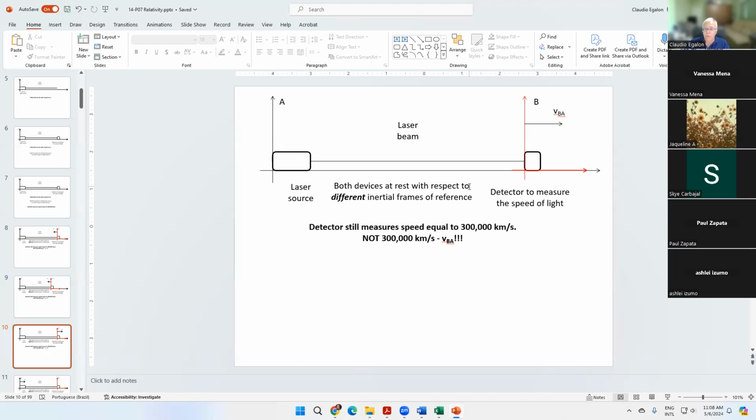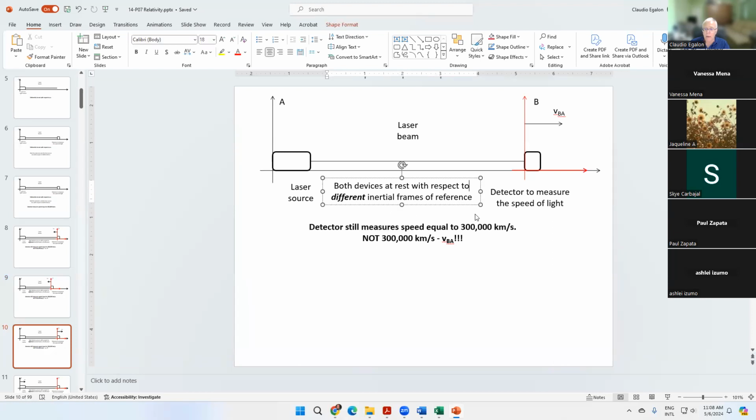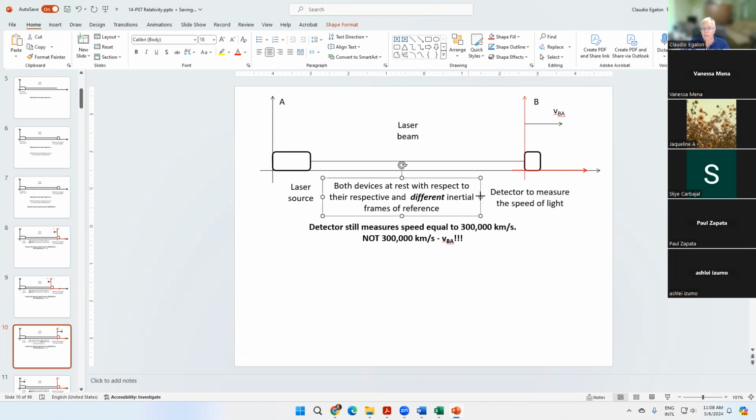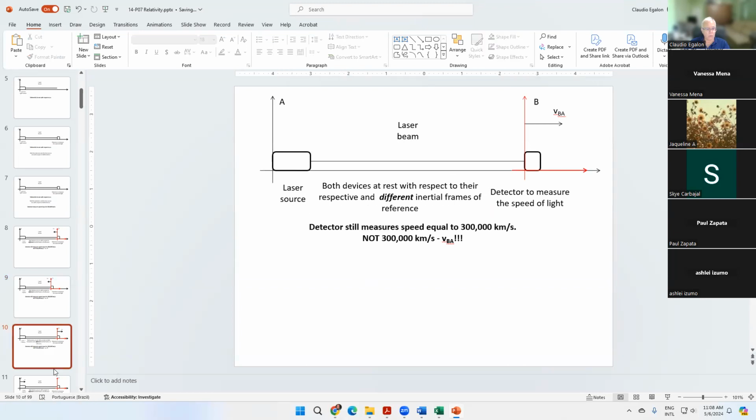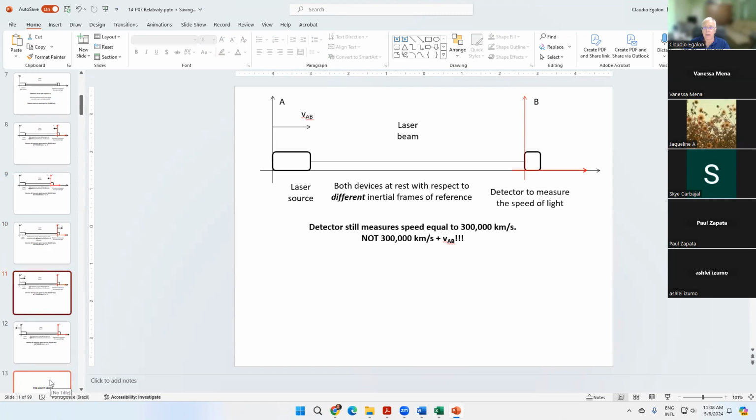Balls at rest with respect to their respective, right? To their respective and different inertial frames of reference. That's better. This laser source is here. Okay, here you go. Both devices at rest with respect to different frames. But now what am I doing here?